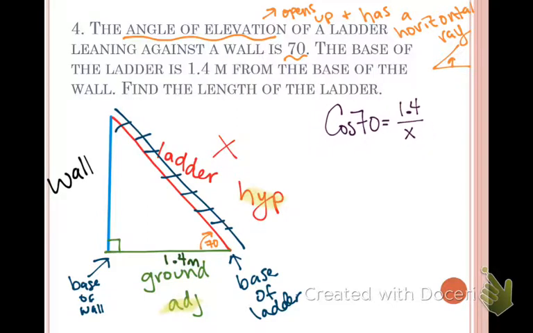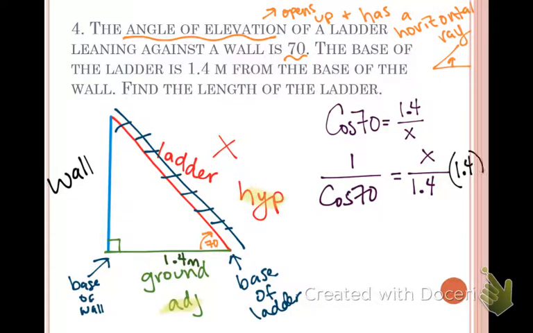Will I need to flip this? I will. So 1 over cosine of 70 equals x over 1.4. Multiply both sides by 1.4. Do we agree? 4.1 meters.